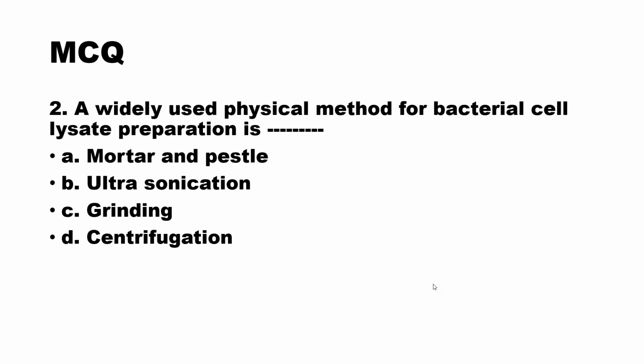Physical method and chemical method: physical methods involve ultrasonication and similar things. I asked for a widely used method. A means one method. For bacterial cell lysate preparation, there is only a single widely used physical method, nothing but ultrasonication.